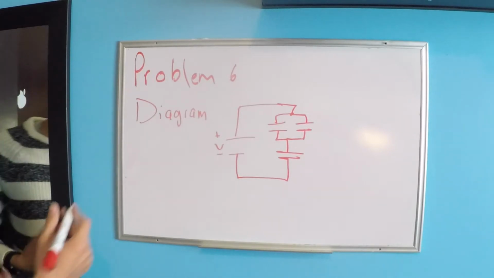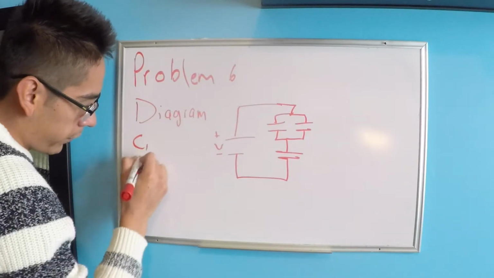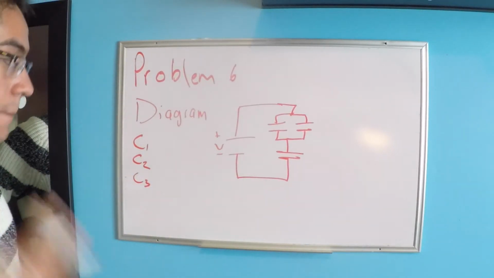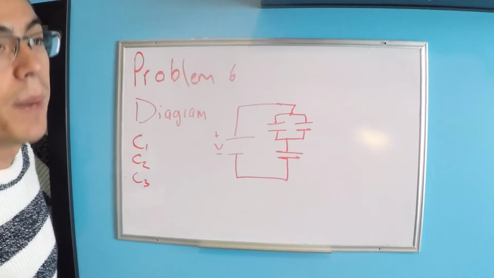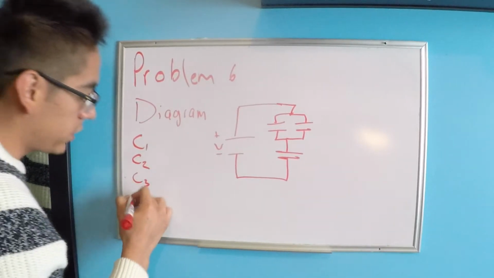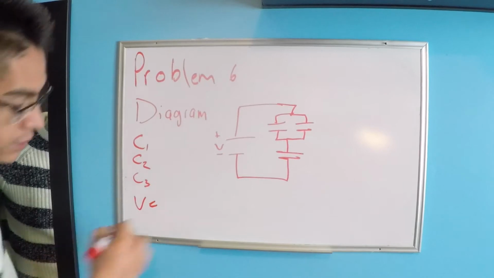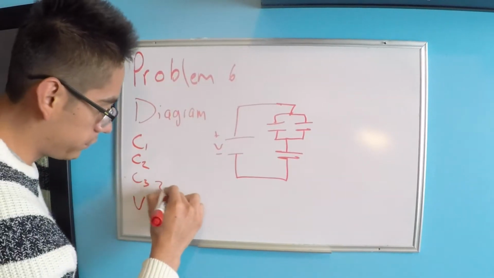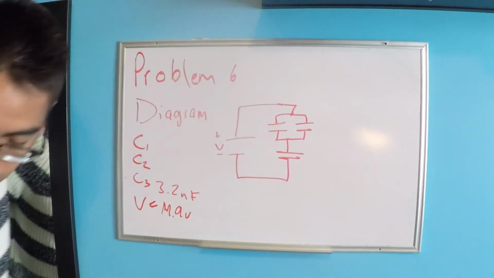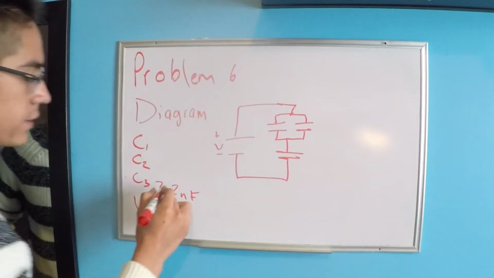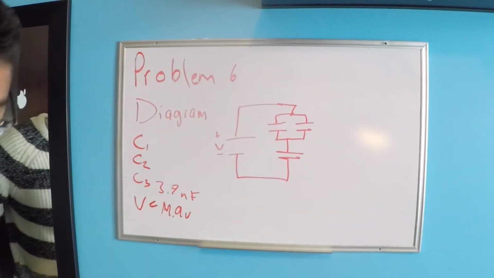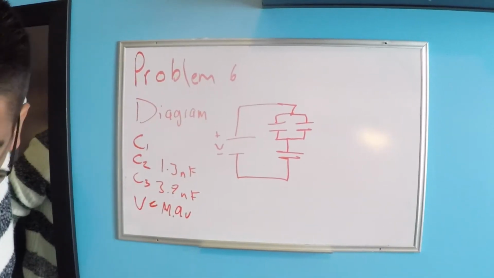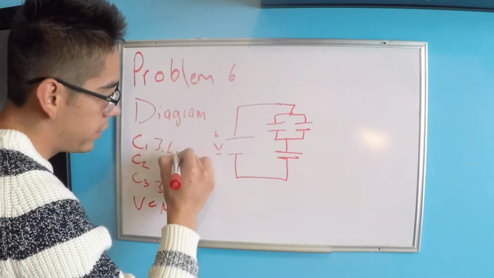But first, let's consider all the data that is given by the problem. Okay, so we have that the voltage right here is 14.9 volts. Then we got 3.2 nanofarads. No, 3.7, sorry. Then we got 1.3 nanofarads, and finally we got 3.1 nanofarads.